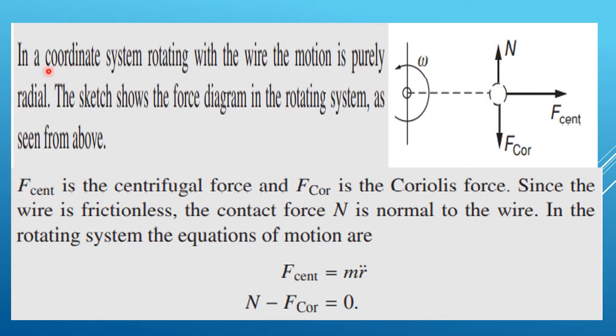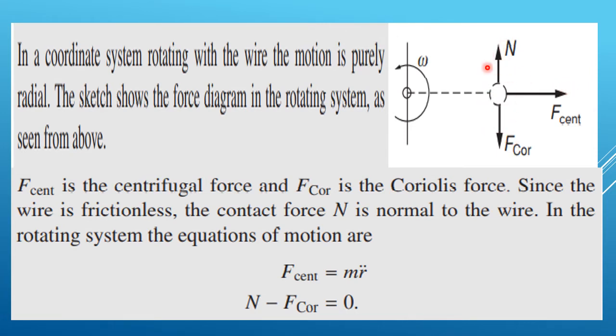So in the coordinate system rotating with the wire, the motion is purely radial. We are considering the rotating coordinate system in which the bead's motion along the wire is purely radial. This is the force with which the bead is sliding, and these two forces cancel each other. So this is the radial part and this is the tangential part.